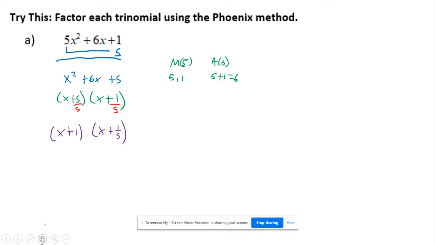And so then do the final answer for me. And what I want you to do is type your final answer into the box. So if we had x plus 1 and then x plus 1/5, we brought that 5 in front, so it's x plus 1 and 5x plus 1.